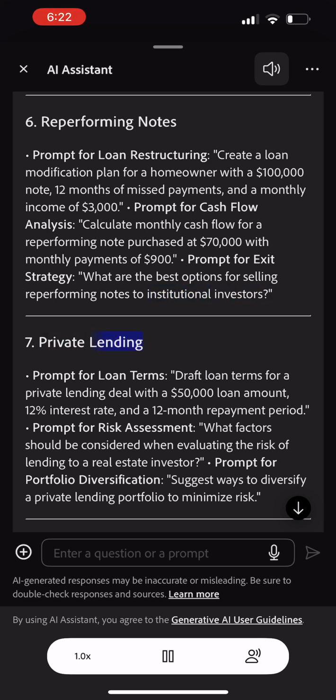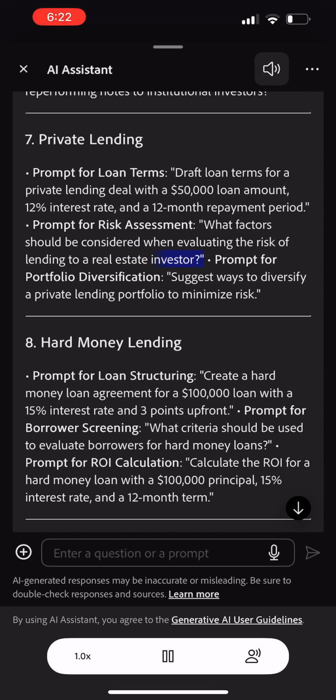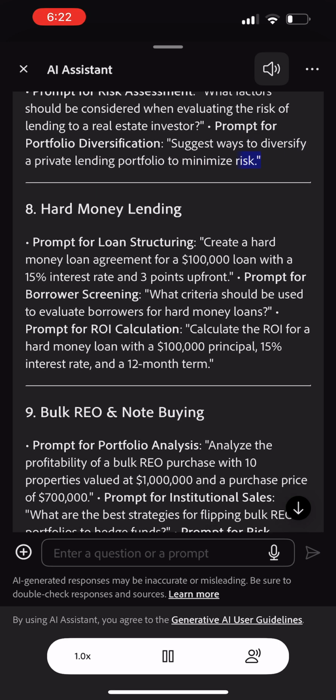7. Private lending. Prompt for loan terms. Draft loan terms for a private lending deal with a $50,000 loan amount, 12% interest rate, and a 12-month repayment period. Prompt for risk assessment. What factors should be considered when evaluating the risk of lending to a real estate investor? Prompt for portfolio diversification. Suggest ways to diversify a private lending portfolio to minimize risk.